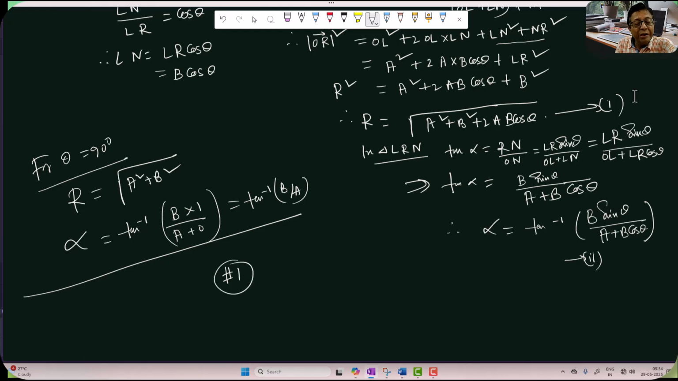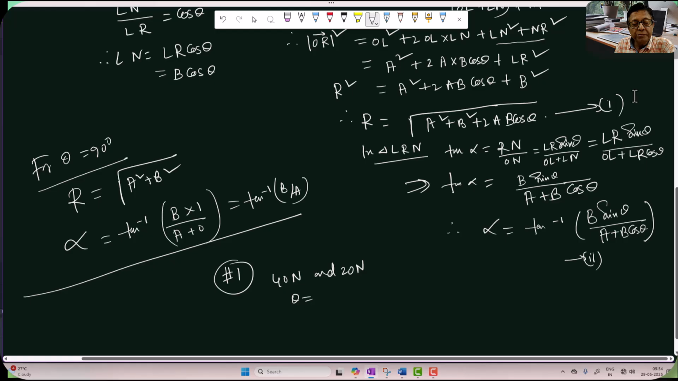Now let us take one application here. Two forces are there, 40 Newton and 20 Newton. They act at an angle theta equal to 120 degree.